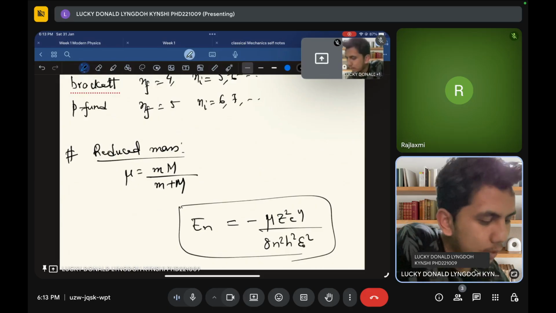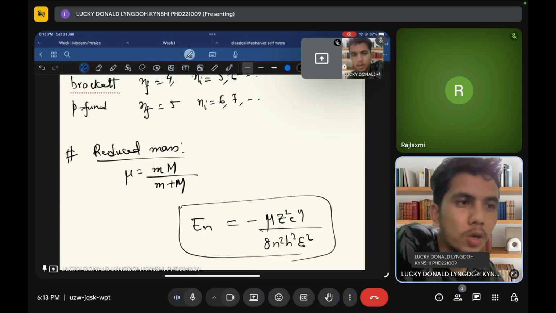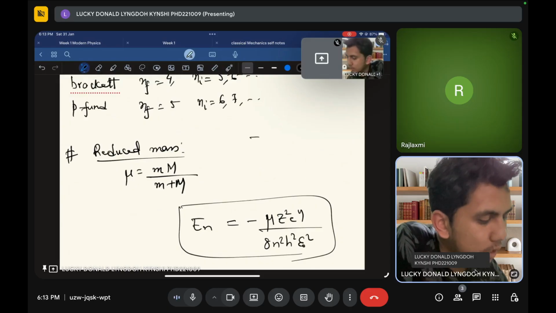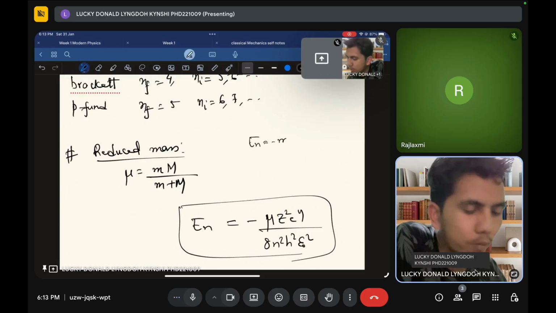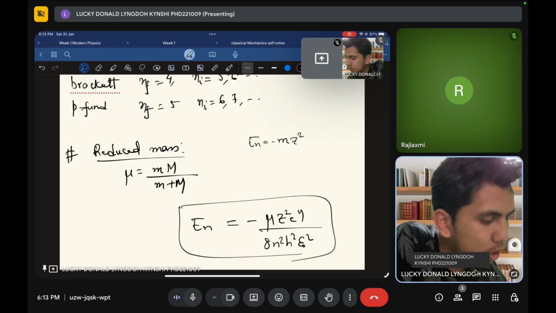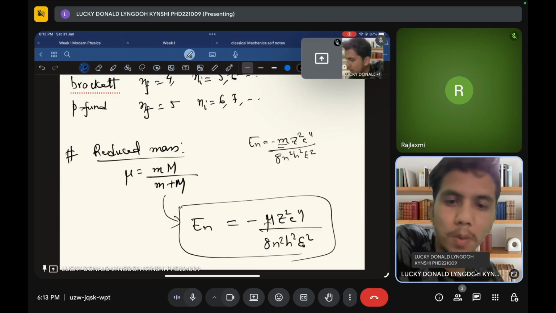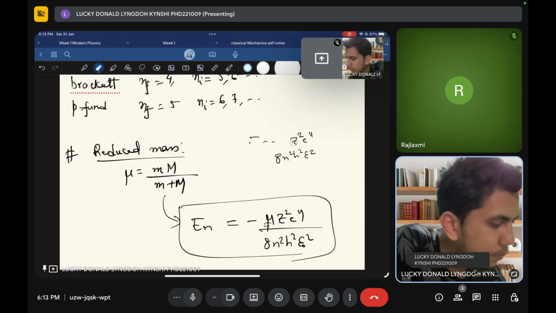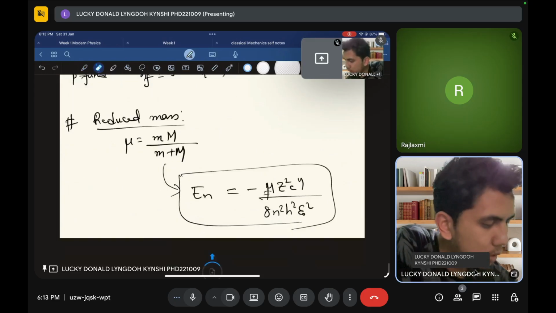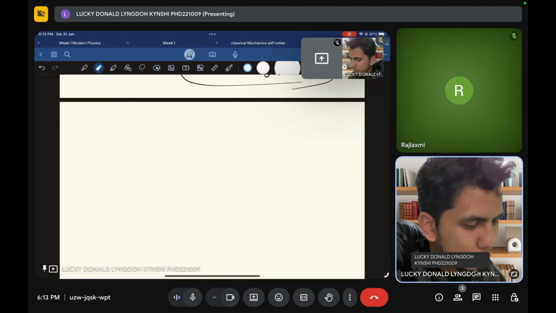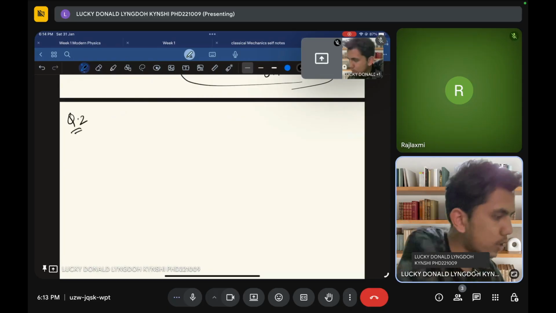And usually in your initial formula, we express En as minus of simply m, which is the mass of the electron, Z square e to the power 4 divided by 8 n square h square epsilon naught square. But whenever we are talking about the reduced mass, in En, instead of the mass m, you have to replace it by the reduced mass mu. So now let's solve question number 2.